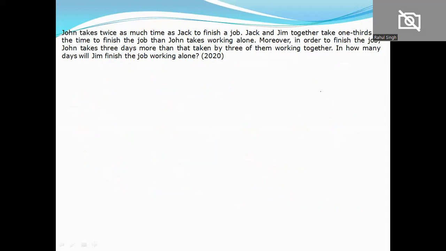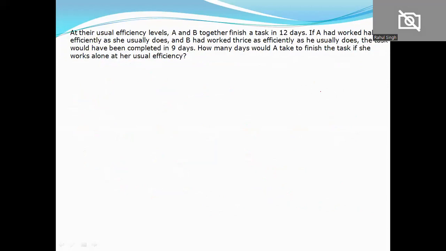Oh, this is 2020 का question. This is a quite easy question. I think you should try it. I'm taking the last question of this series of this chapter. At their usual efficiency level, A and B together finish a task in 12 days. So A plus B तो साथ में काम करेंगे तो 12 days लगेगा.